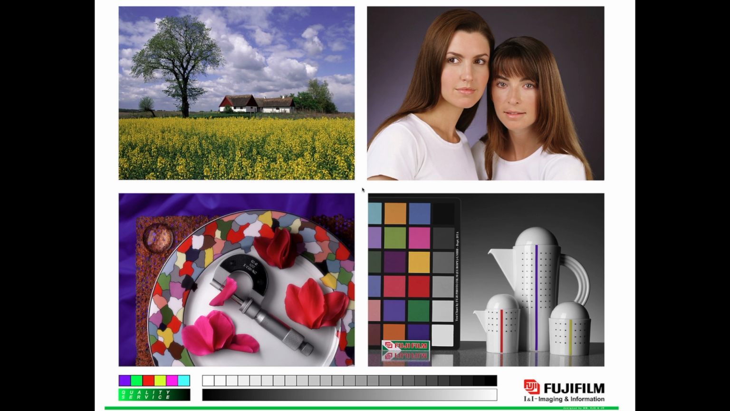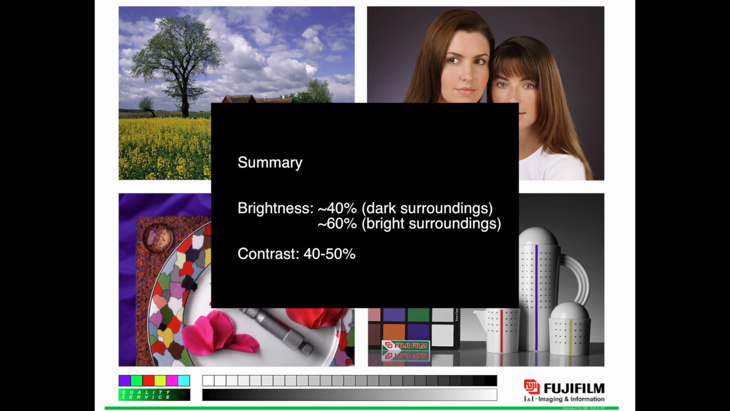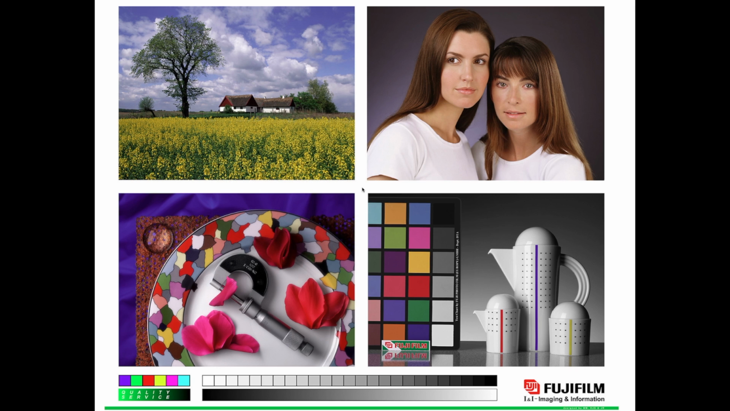First of all, monitor brightness. In a relatively dark room, which is optimal for working on digital images, a setting of 30 to 40% of the maximum possible brightness is probably correct. Also, for monitor contrast, a setting of 40 to 50% should be correct.